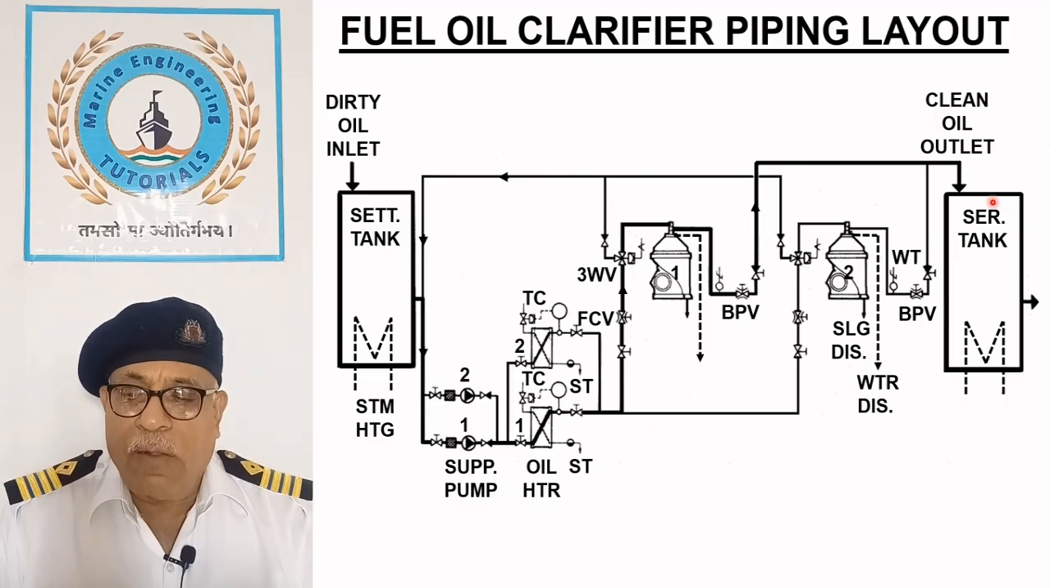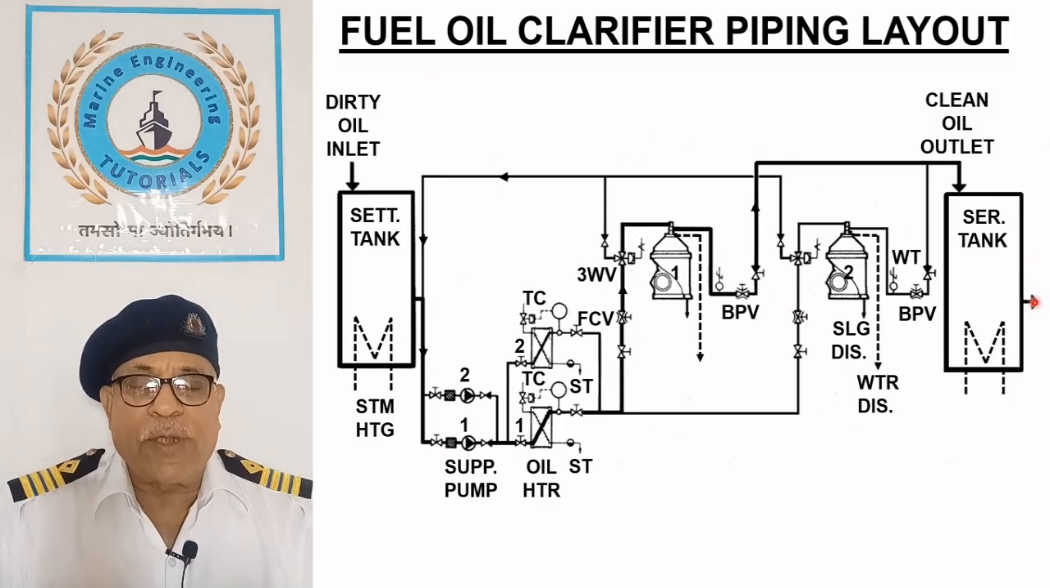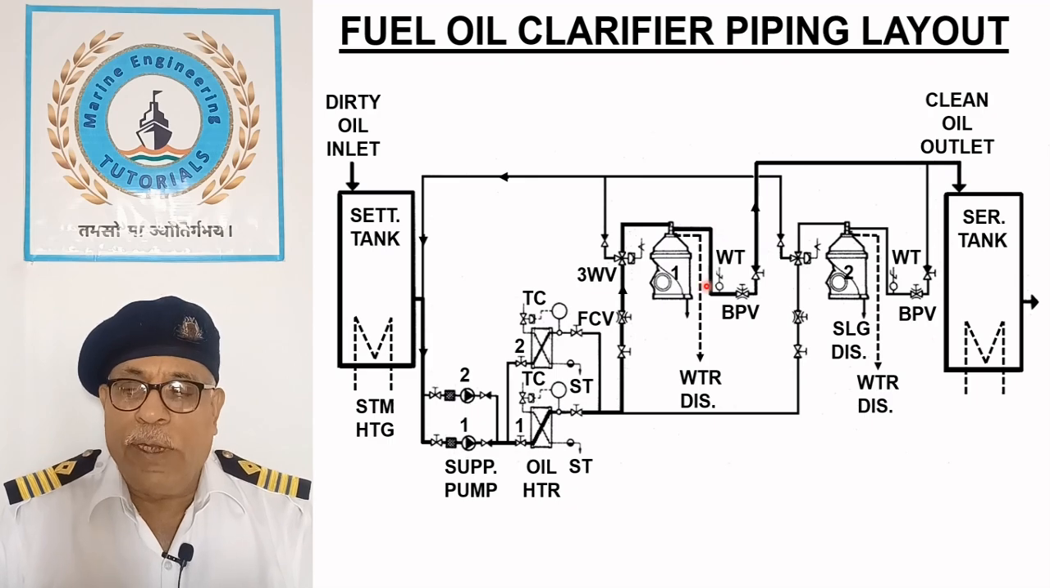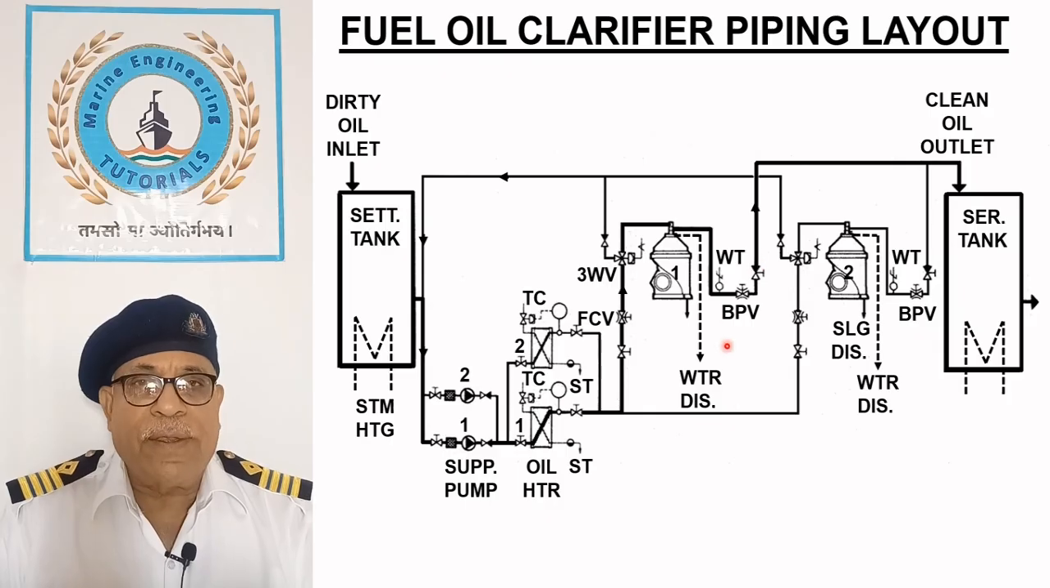A back pressure valve BPV is used to maintain the required back pressure. A water transducer WT continuously monitors the water content in the clean oil and operates the water drain valve at the preset level.